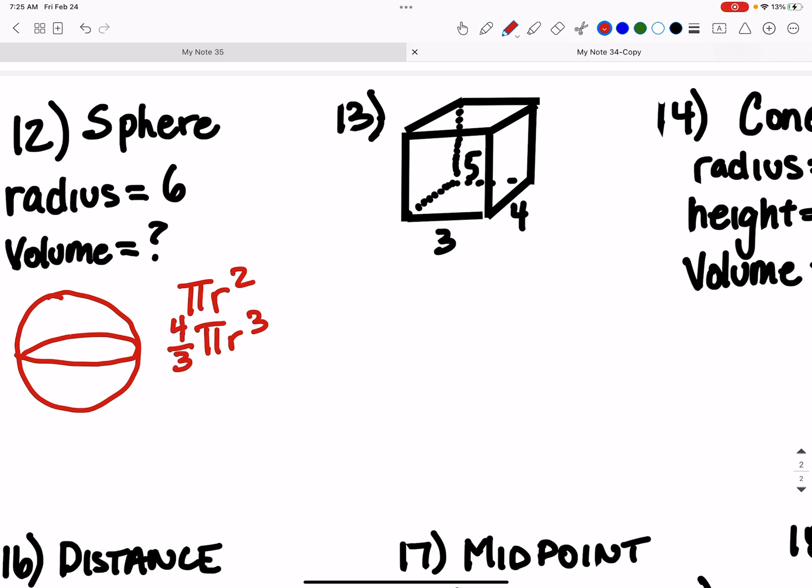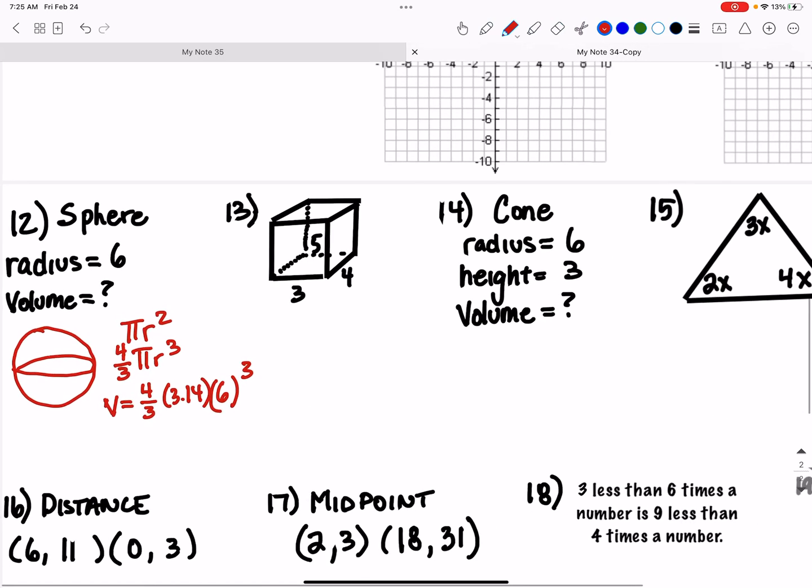So let's see. In our calculator, volume equals, we're going to put 4/3 in our calculator. We're going to put 3.14, and then the radius is 6. So 6 times 6 times 6. So do those all in your calculator. 4/3, 3.14, and then whatever 6 times 6 times 6 is.